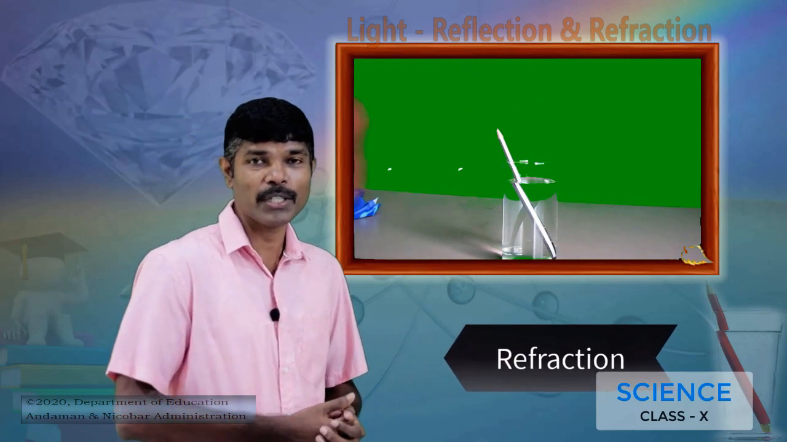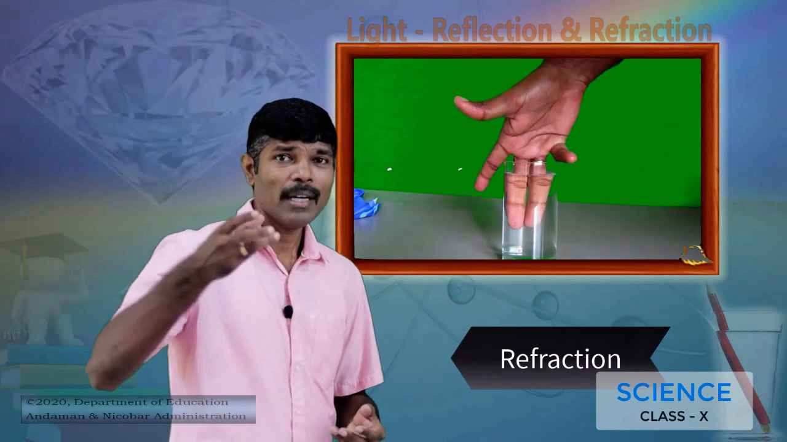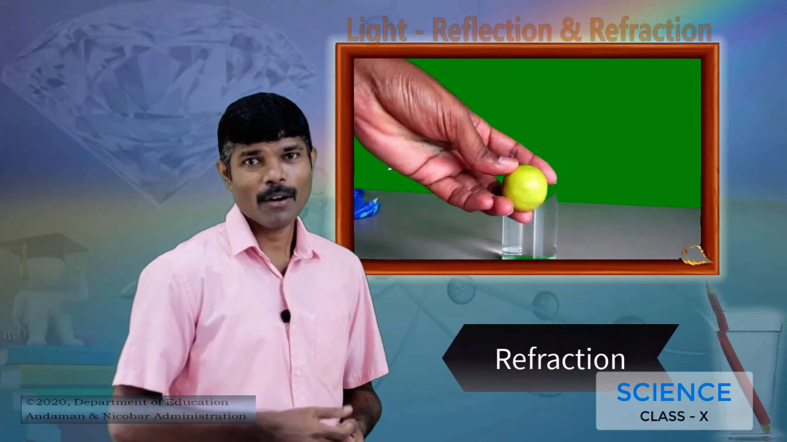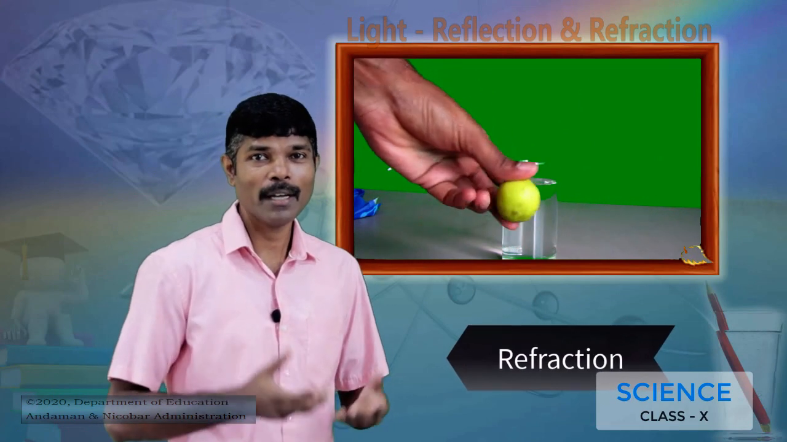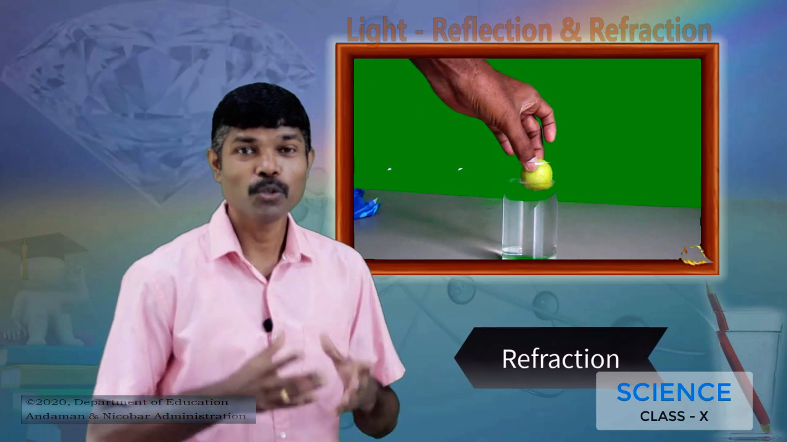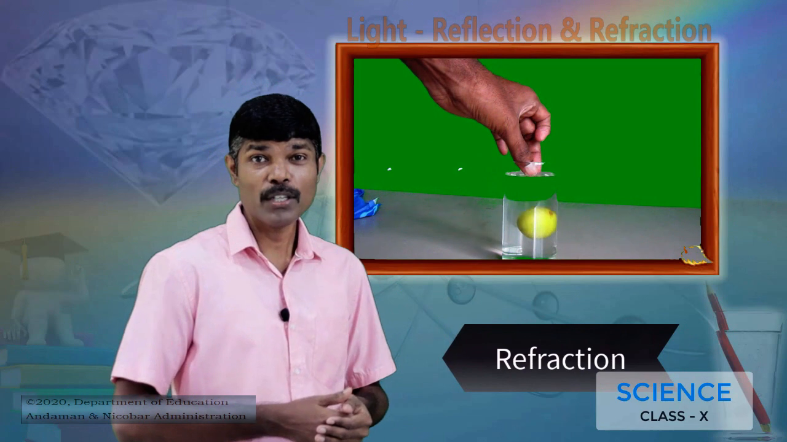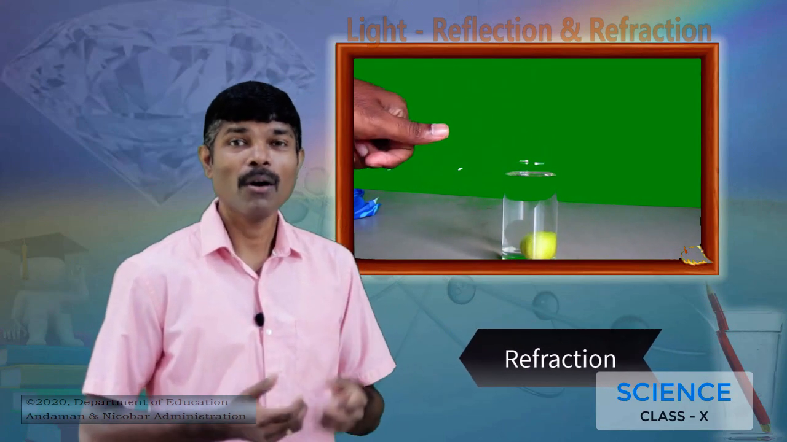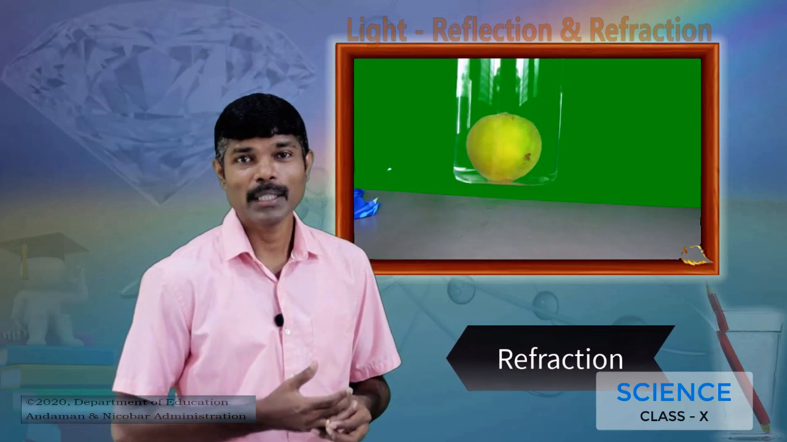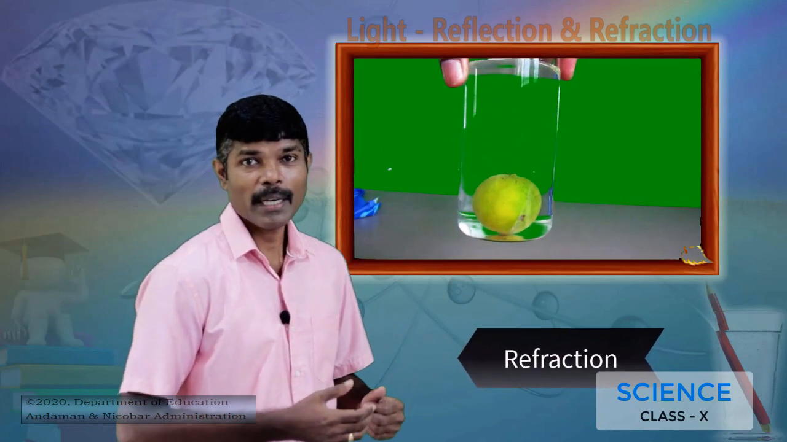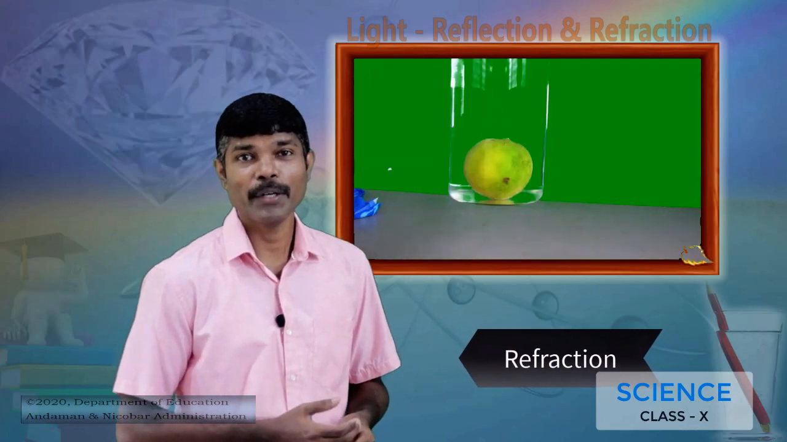Similar other experiences you can see: suppose a lemon or an egg is put inside the water, you can see that the lemon or the egg appears to be bigger in size than its original size. Why is it so? Why does the egg or a lemon appear to be bigger in size when it is put in water? Similarly, why does the pencil appear to be deflected when it is immersed in water?